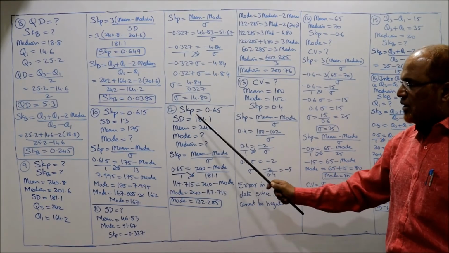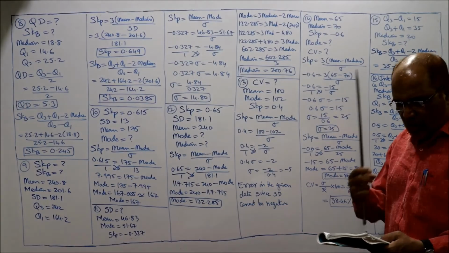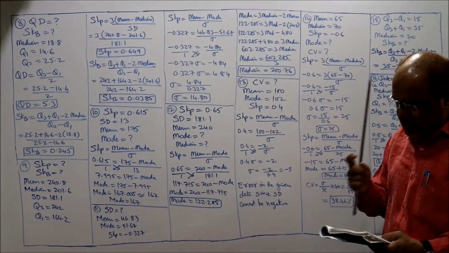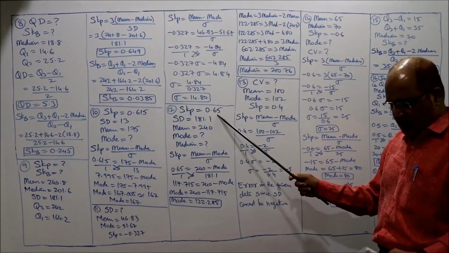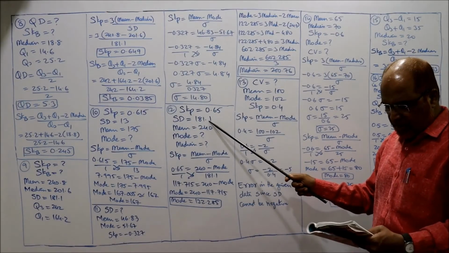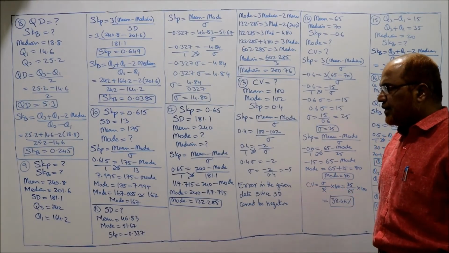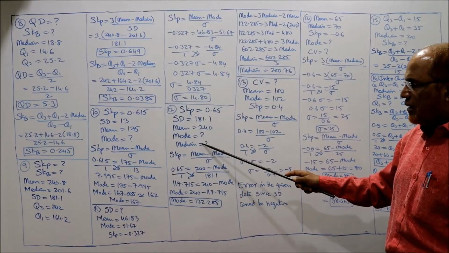11th problem completed. 12th problem you see. Karl Pearson's coefficient of skewness of a distribution is 0.65. SKP is given 0.65. Its standard deviation is 181.1, given. Mean is 240, given. Find mode and median. It is asking you to calculate the mode and median.